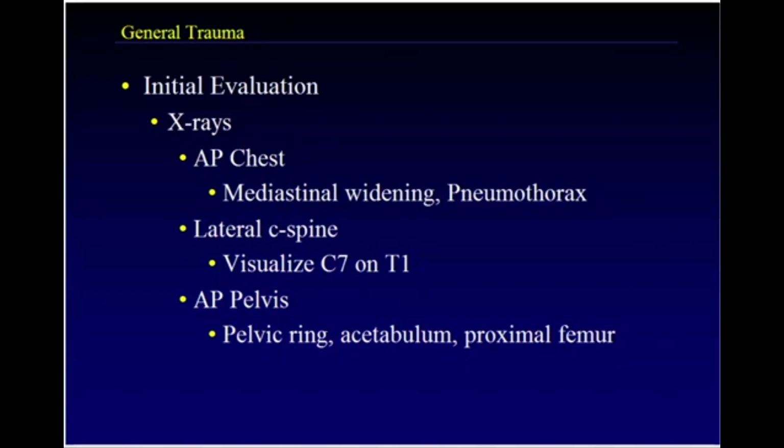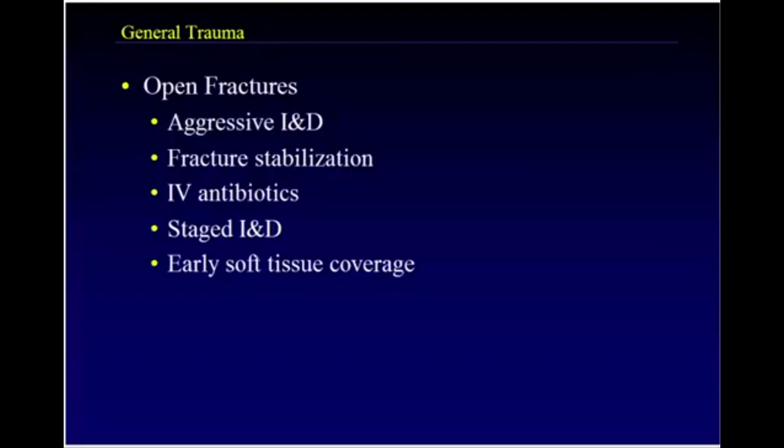require urgent, emergent treatment. On the lateral C-spine, you want to be able to visualize C7 on T1 to assure that there's no significant deficit. And then on the AP pelvis X-ray, of course, you're looking for a potentially life-threatening pelvic ring disruption. So you want to focus on the pelvic ring as well as the acetabulum and both proximal femurs. You can really glean a lot of information about your patient from just these 3 radiographs.